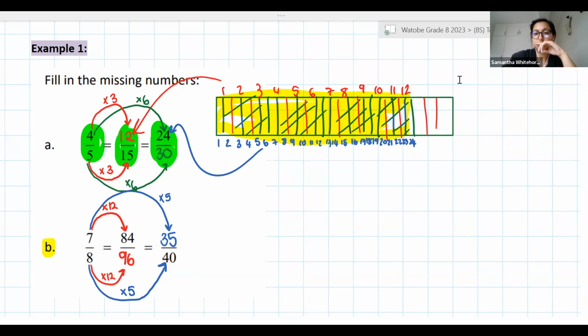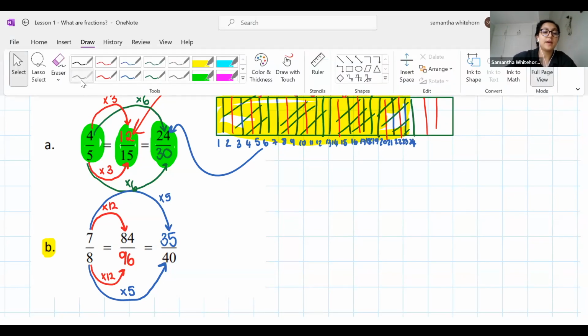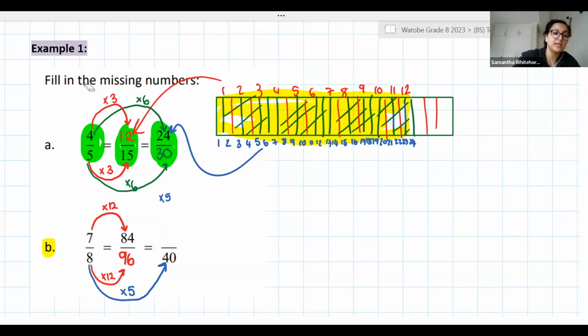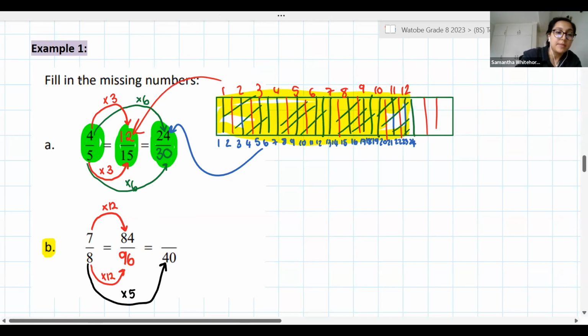Ma'am, for Y, I don't understand, ma'am. Because I got X right, but I didn't understand what's going on there. Okay, so for Y, we want to go back to our original fraction, that's 7/8, and see how I got from the denominator of 8 to the denominator of 40. Now, 8 times 5 gives me 40. So I'm going to do the same operation in my numerator, 7 times 5, and that will give me 35/40.